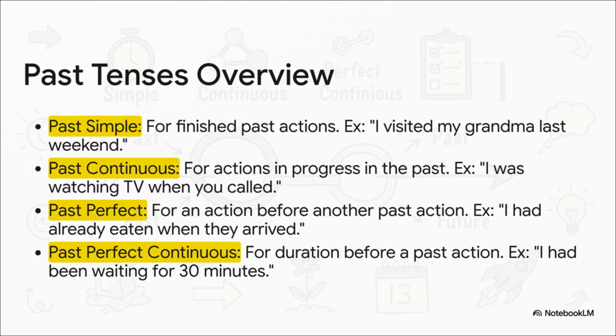Now, the past perfect, this one's cool. It's for the past of the past. It describes an action that happened before another past action. I had already eaten when they arrived. Eating happened first. And just like its present tense cousin, the past perfect continuous is all about duration. How long something was happening before another past event. I had been waiting for 30 minutes.